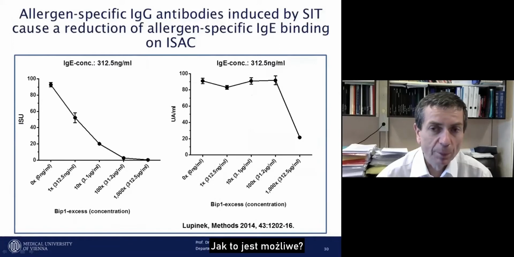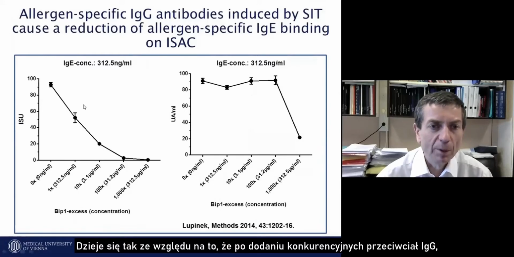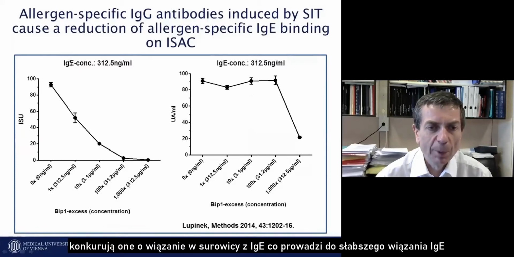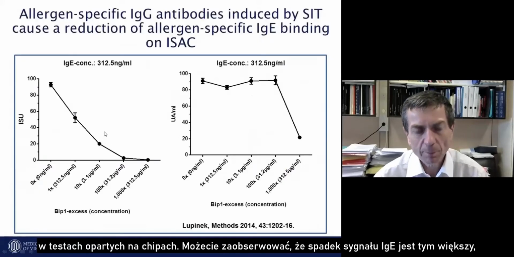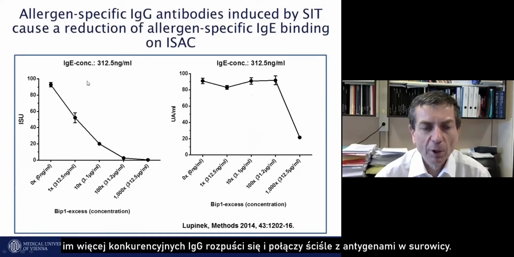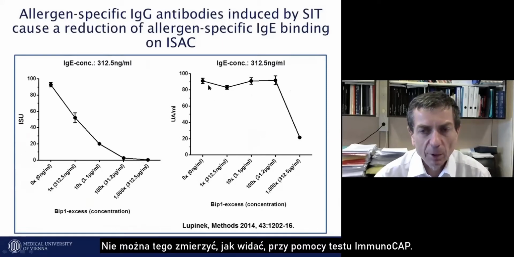How is this possible? It is possible because when you add competing IgG antibodies, the IgG can compete with the IgE binding and reduce the IgE binding in the chip-based testing. You can see here the decline of the IgE signal, the more of the competitive IgG you dilute and titrate into the serum. This cannot be measured, as you can see here, in the ImmunoCAP.